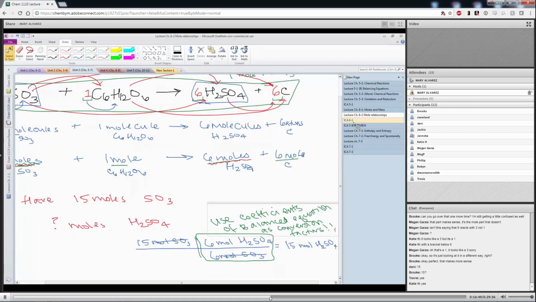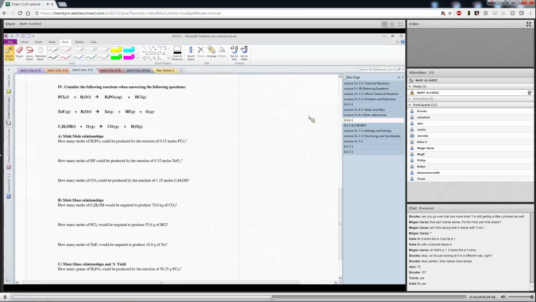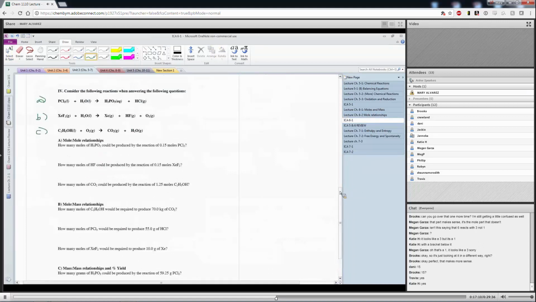Let's look at our in-class activity sheet here. So section 4, going to consider the following reactions. Here we've got reaction A, B, and C. And I'm asking some questions about each of these. The first thing that you should do before answering these questions is what? Again, in the margins, we need to balance these because if we don't have balanced equations, then we're not going to have the right coefficients of our balanced equations to use as conversion factors.